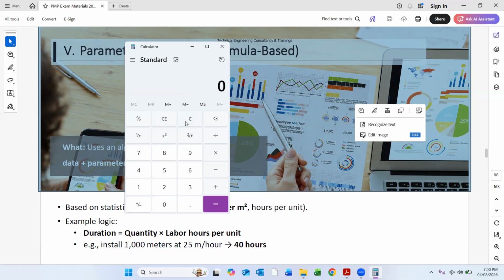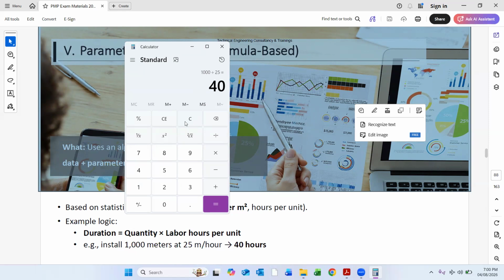If their labor productivity is 25 meters per hour, they are doing the work of 25 meters in 1 hour. So how much time will it take for 1000 meters? 1000 divided by 25.